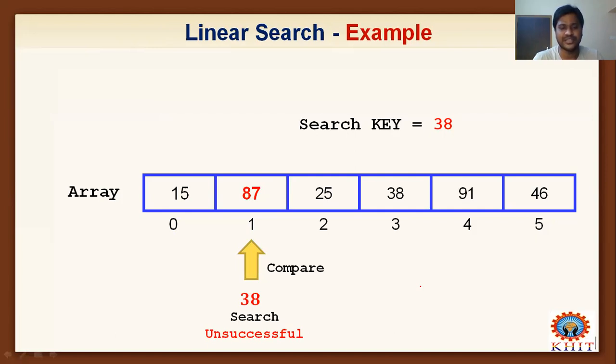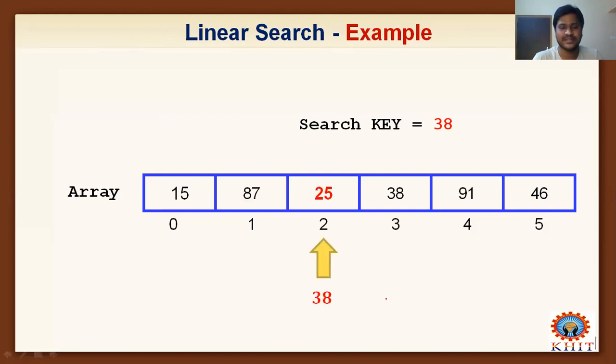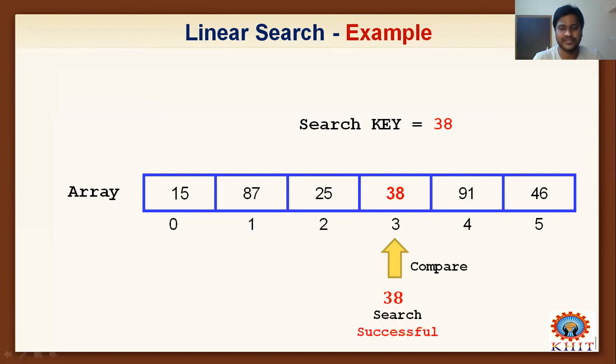Increment the index to search the next element in the array position. Then compare this 38 with 25. Here also the comparison failed and the search operation is unsuccessful. Then it increments to the next position index and that is 38, 38. Here the comparison is successful. So the search operation is successful.